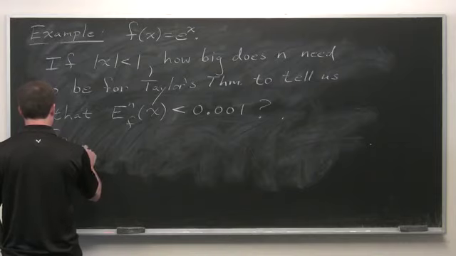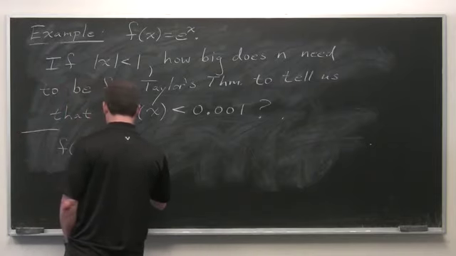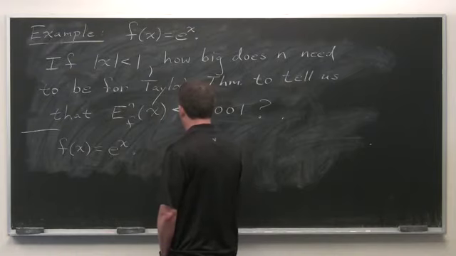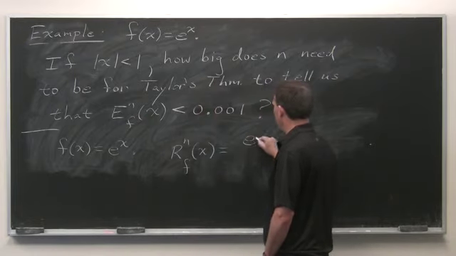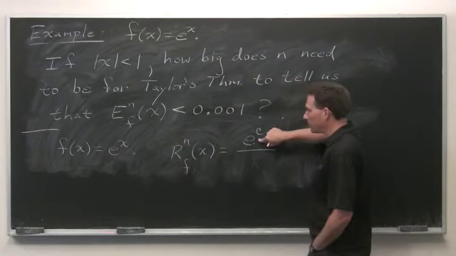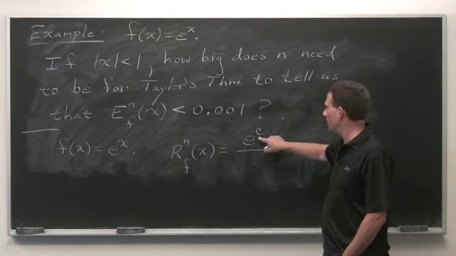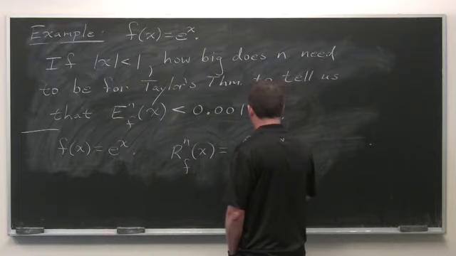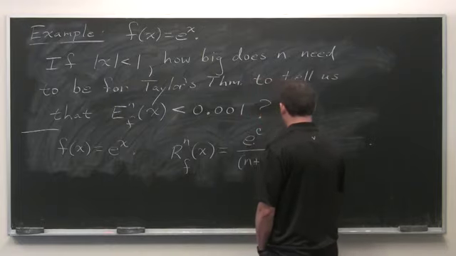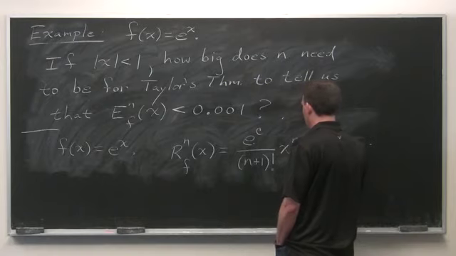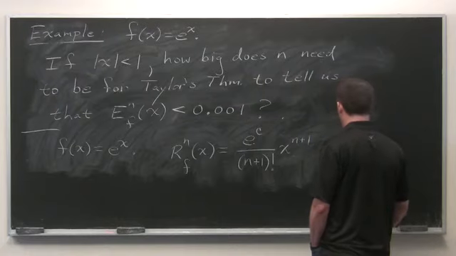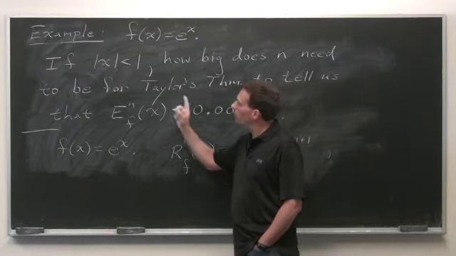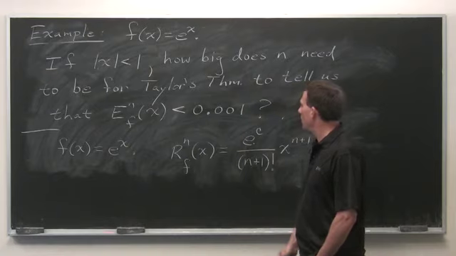Again, we're looking at f of x is e to the x. Well, the remainder term still looks like e to the c. The nth plus first derivative of e to the x is e to the x, and you evaluate at c, over n plus 1 factorial, times x minus a, so that's just x to the n plus 1, and again, c is somewhere between 0 and x.